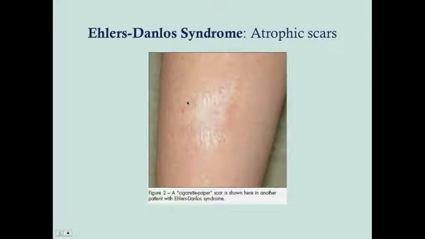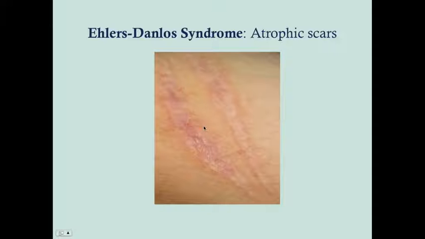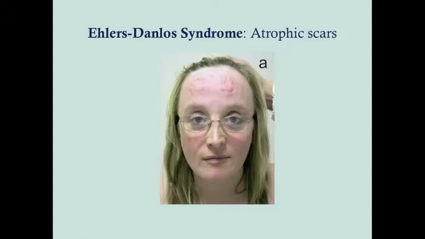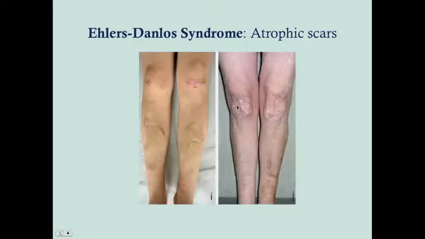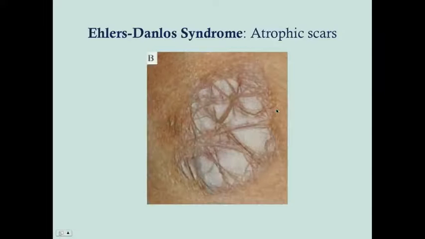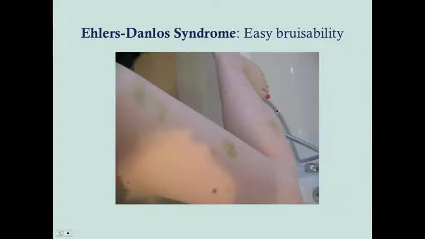The scarring pattern is a little bit different in EDS. They tend to have atrophic scars or also very elaborate scarring. This is an atrophic scar. It's also referred to as a cigarette paper scar. You can also see this sort of skin appearance in patients, particularly on their knees, but in this patient you can see it on her forehead. So remember the easy bruisability.